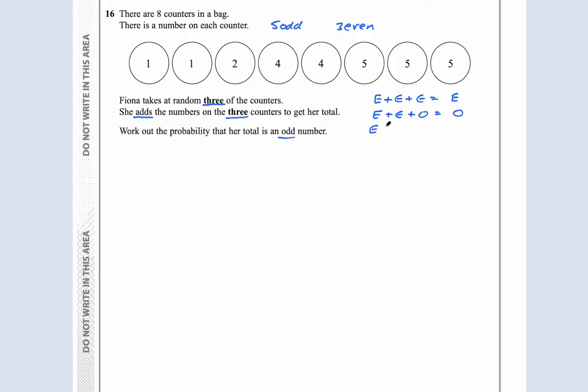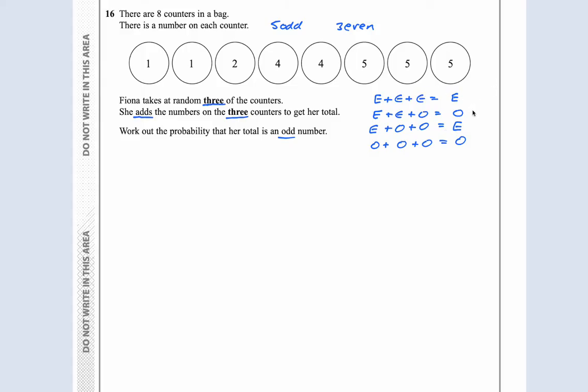If I add 1 even and 2 odds, I'm going to get an even number because the 2 odds give me an even. Think about it. 5 plus 7 gives me 12. I get an even number. And then finally, if I do odd plus odd plus odd, that will give me an odd because 2 odds give me an even. Even plus odd gives me the odd. Right, so that's the first thing definitely you need to understand.